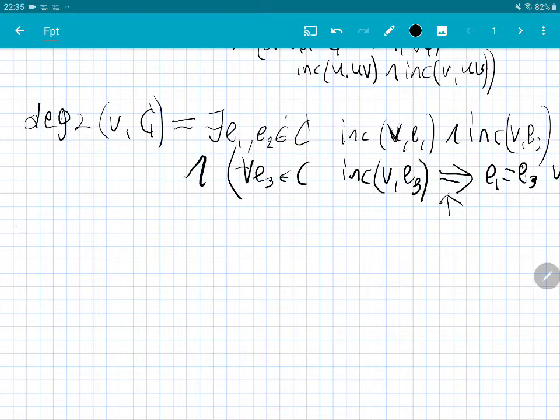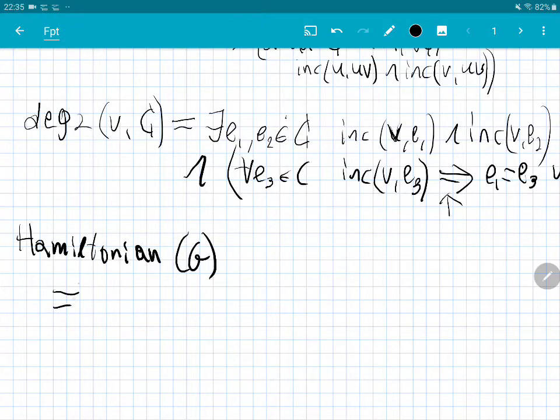Okay, now that we have those two formulas, checking whether something is Hamiltonian is now relatively easy. Hamiltonian of G? Well, all it really asks is that there exists a set C, a subset of the edges, such that, first, we want C to be connected.